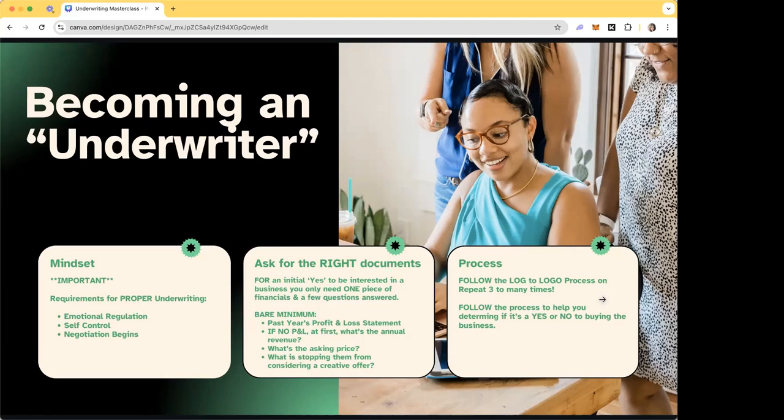And then you must understand, and this is for people who get a little squirrely when it comes to the idea of negotiation: the moment you decide that you are interested in a business is when negotiation begins. That is when your regulation of your emotions needs to kick in. That's when your self-control needs to kick in, because from here on out, the whole goal is for you to gather information so that you can ultimately make the best decision. And gathering information is part of what's going to help you negotiate the best and fair offer for a business.